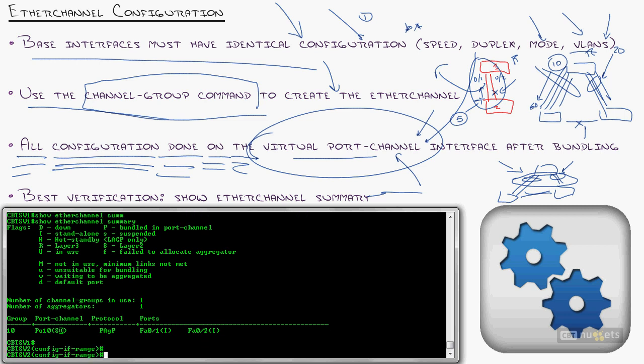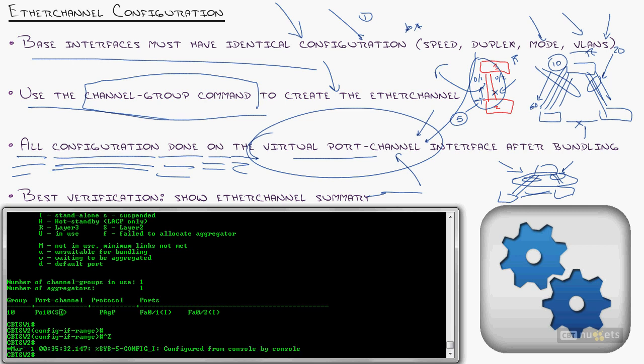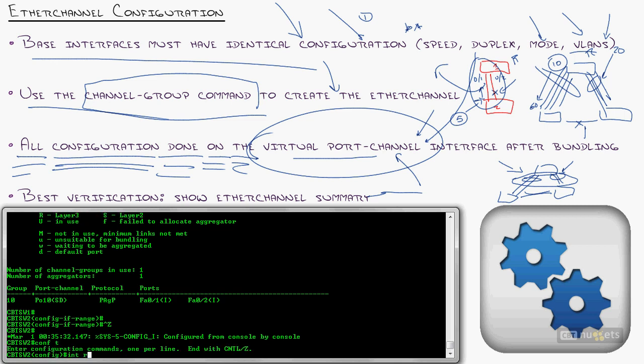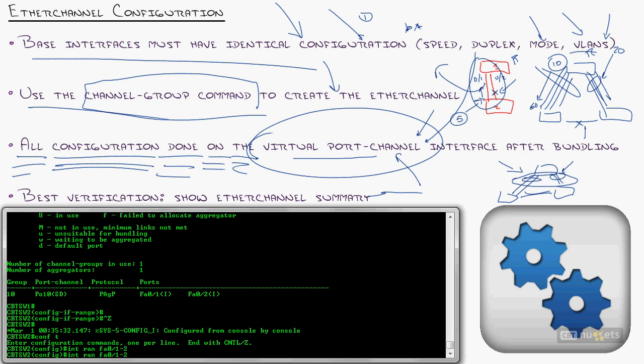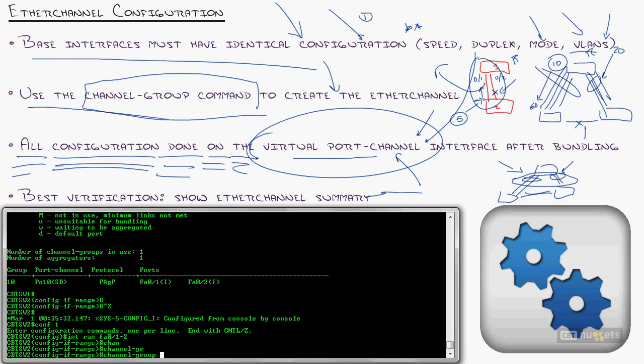Okay, so let me get out of there. That's exactly where I wanted to be. Let's get back in there. All right, so I'm going to go into global config mode, interface range, fast Ethernet 0/1 through 2. And then, okay, so now I'm going to do the channel group.